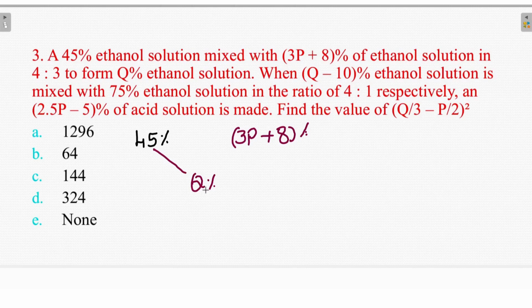How I am taking is also given. From the first vessel ethanol solution and from the second vessel ethanol solution, I will take in the ratio 4:3. Here you have to understand a very important concept: how to find out values. To find out this number, it will be the average. Remember it. How to find out the average?